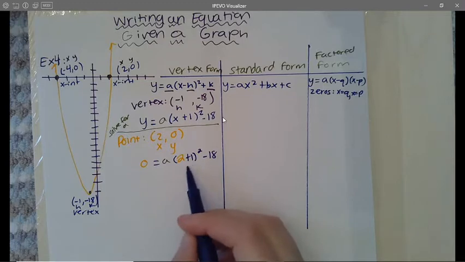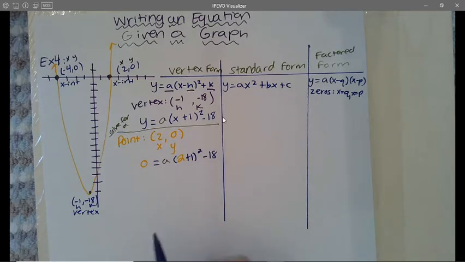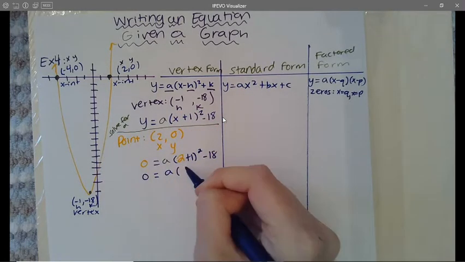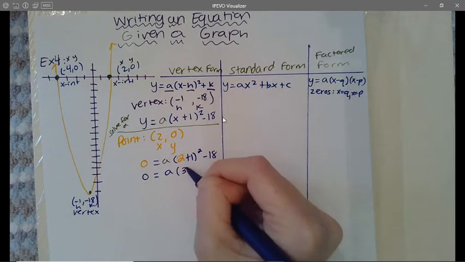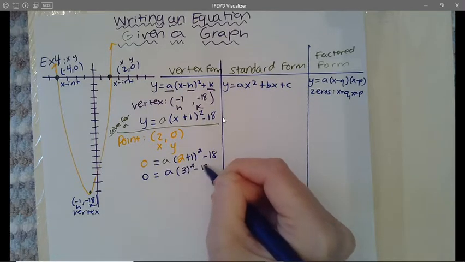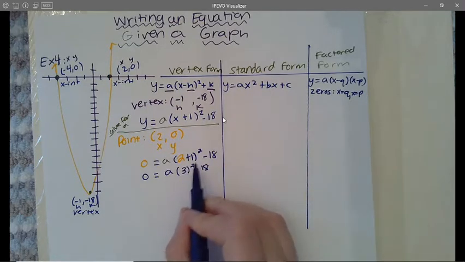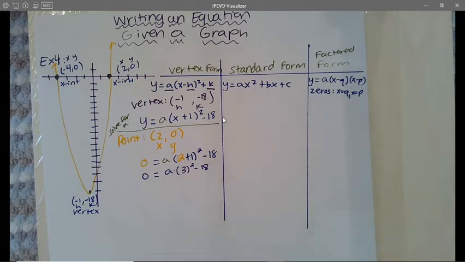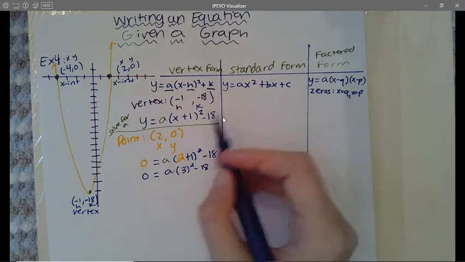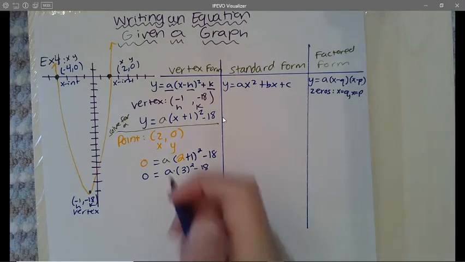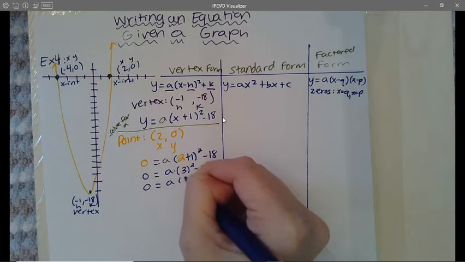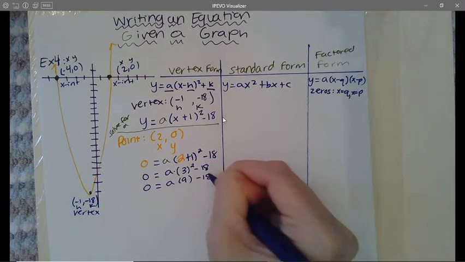Okay, I'm going to deal with my parentheses first, because remember, parentheses and exponents first. Okay, so we have 0 equals a times 2 plus 1 is 3. Okay, and now I'm going to deal with the square. Don't forget you square before you multiply. There's secretly multiplication here, but I'm going to square first before we multiply. Okay, so I have 0 equals a times 3 squared is 9 minus 18.